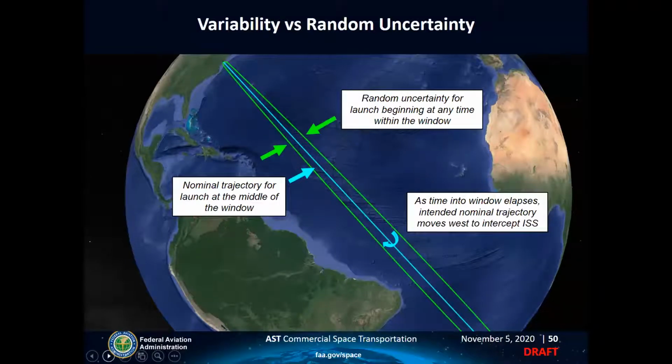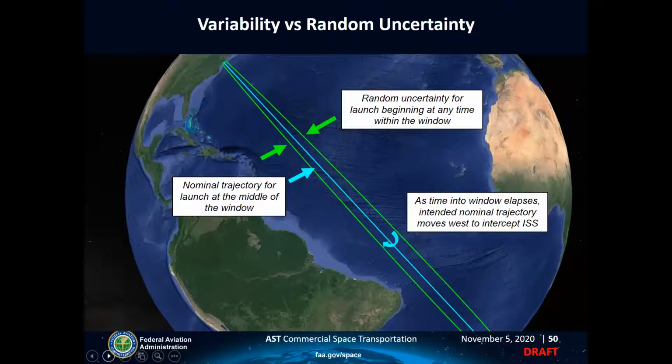Now, here is an illustration of an example contrasting variability and random uncertainty. This example is representative of an ISS mission originating from Wallops Flight Facility, which would have a defined window in which launch could occur in order to effectively reach the orbit needed to intercept and rendezvous with the ISS. The normal trajectory for the middle of the launch window is shown as the light blue line. And as launch time into the window elapses, the trajectory must be adjusted to the west to achieve intercept with the ISS.